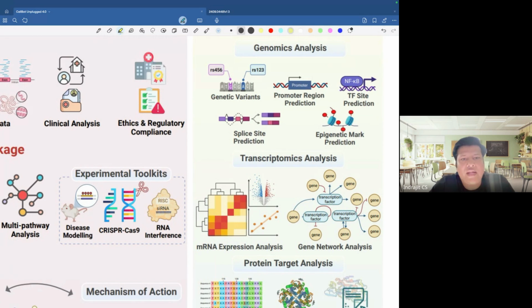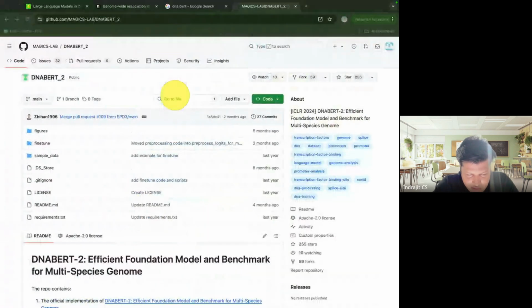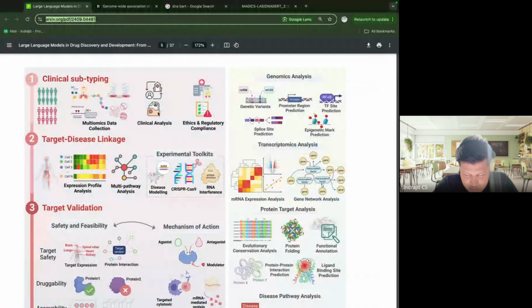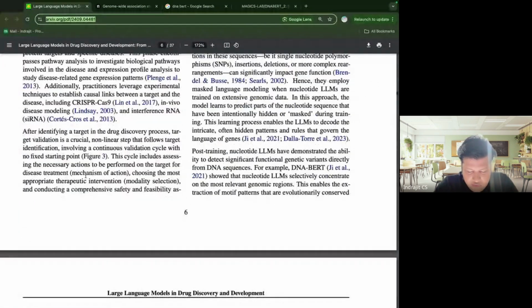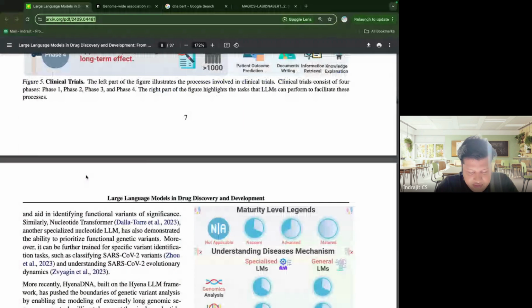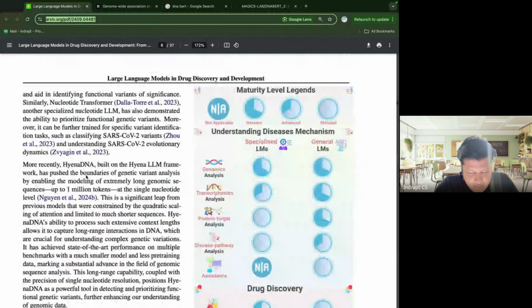So nucleotide transformer, like I said, DNA BERT. Nucleotide transformer was another specialized nucleotide LLM that also demonstrated the ability to prioritize functional variants. I'll go to the paper once, because this is what we are actually referring to ultimately, and that gives you the confidence in these analyses, because these are done by these folks.